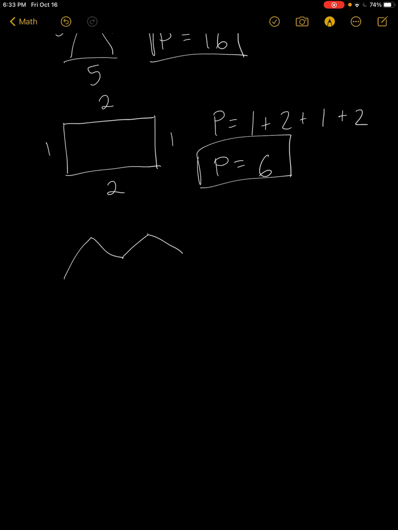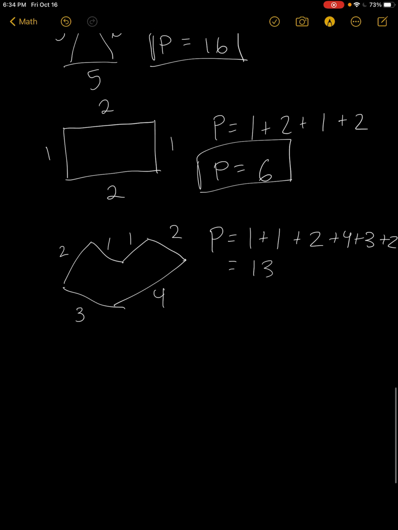So again, you can have really weird shapes. Again, I'm sorry, it's not to scale. So we have all these sides. This is the length of all the sides, and I want to know the perimeter. So 1 plus 1 plus 2 plus 4 plus 3 plus 2 equals 13 for this weird funky shape. All right, hopefully that's pretty straightforward.